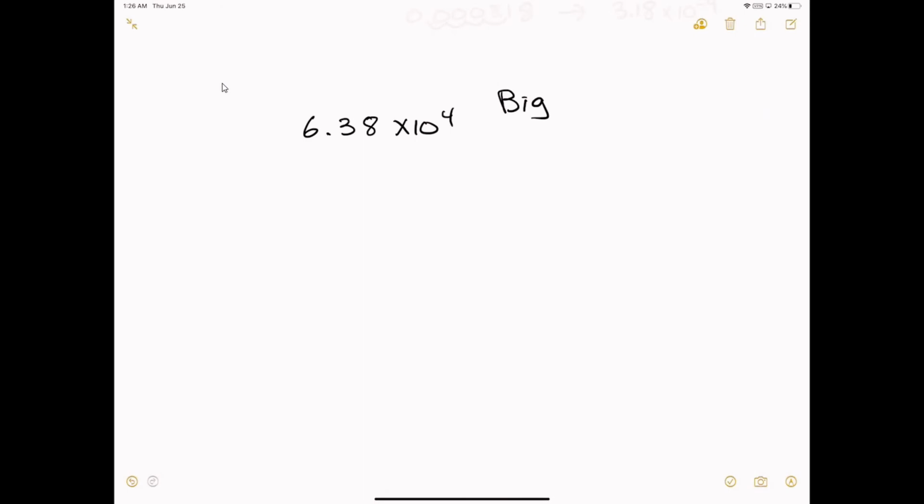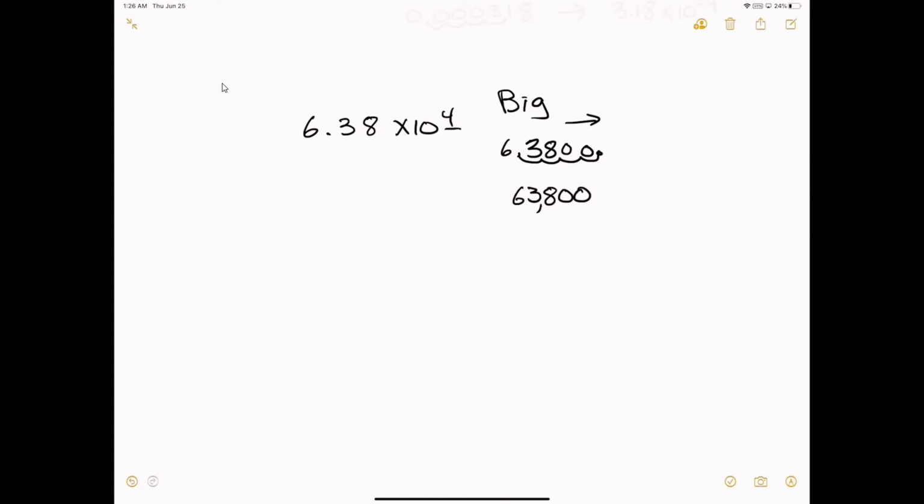So now all I have to do is write 6.38, and I have to move over 4 spots. Because I'm making a big number, I'm going to want to go to the right. I want to make it big. So I'm going to go 1, 2, 3, 4. So the decimal point is going to be here. Now notice there's a couple extra spaces here. There's empty spaces. All you've got to do is fill those in with zeros. So what you're left with is 63,800. And that's all there is to scientific notation. You're just counting left or right.